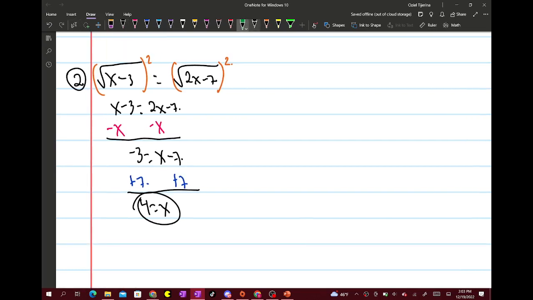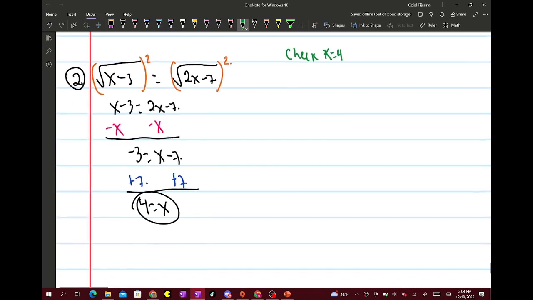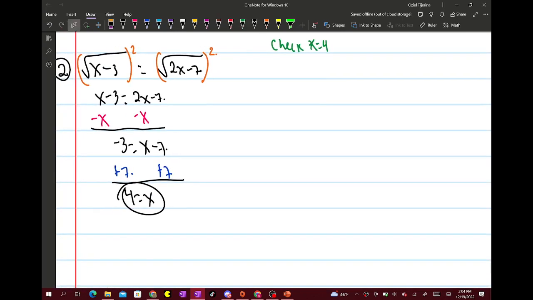Check x equal to 4. The reason why I'm checking it is because some of these have extraneous solutions. You have to make sure that if one of them does not work, then it's extraneous and you would only have one answer. But I'm checking them for all of them anyways, just to make sure.